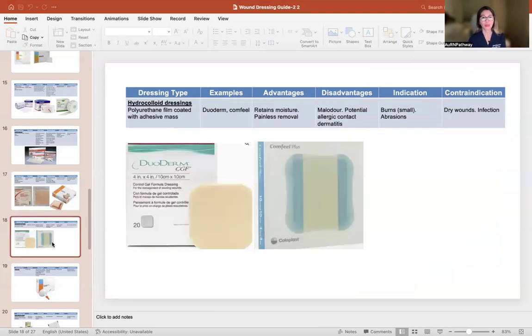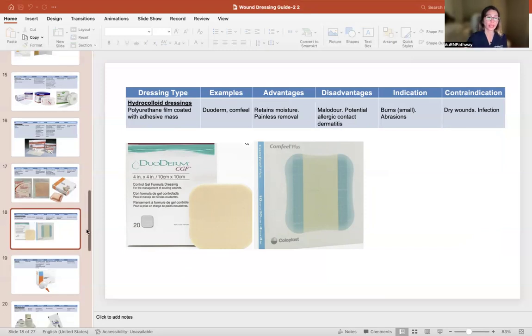With this hydrocolloid dressing, it serves as a second skin on the wound. So that's why it's only recommended if it's usually healing already. It could be burns or small abrasions, and you just leave it in there until the wound is all closed. It does retain the moisture as well. So these ones, you can't use for an infected wound or a deeper wound.